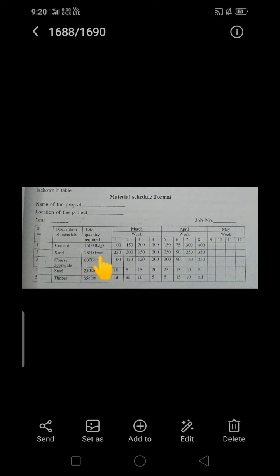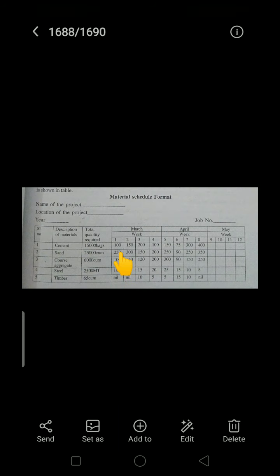How do we calculate this? Of the 15,000 bags, how many bags are required for the first week? We are starting in March. The first week has working days 1, 2, 3, 4, 5. In the first week we work 4 days. On the first day we take 100 bags of cement, 250 cubic meter of sand, 100 cubic meter of coarse aggregate and 10 tons of steel. Timber required for the first day is nil.